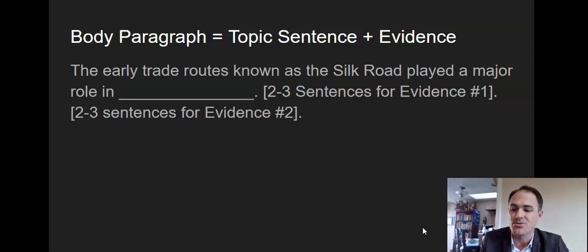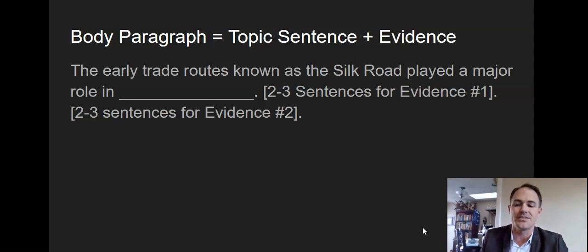So you're saying it played a major role in the spread of religion. Well, then you need to give me a religion that spread because of the Silk Road. You need to tell me where it spread. You need to tell me when it was spreading, right? How it was spreading. And you need at least two pieces of evidence. You need evidence number one, 2 to 3 sentences, and then evidence number two, 2 to 3.